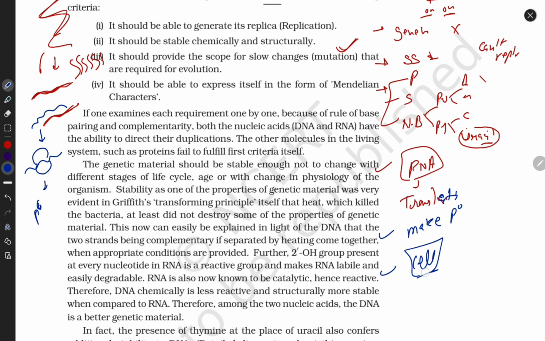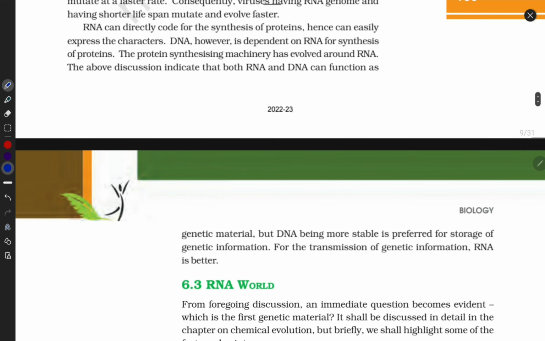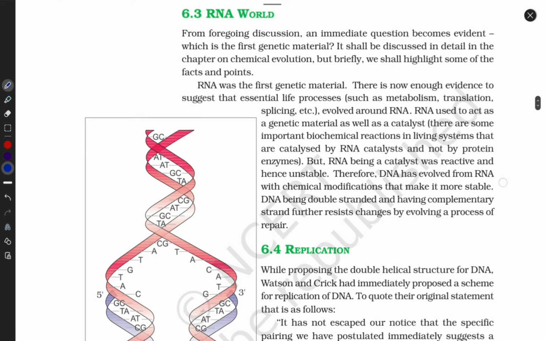Where will RNA be found? In the cell. Many types of RNA are present here: mRNA, tRNA, rRNA. mRNA is messenger RNA, tRNA is transfer RNA, and rRNA is ribosomal RNA. So these are the properties of RNA, and you can differentiate DNA and RNA, yes or no?